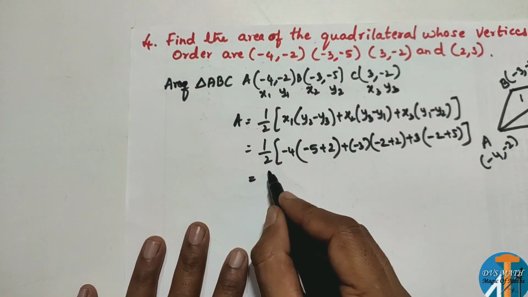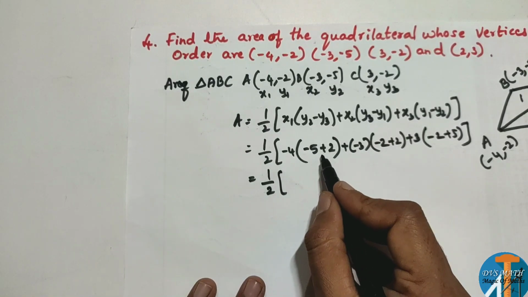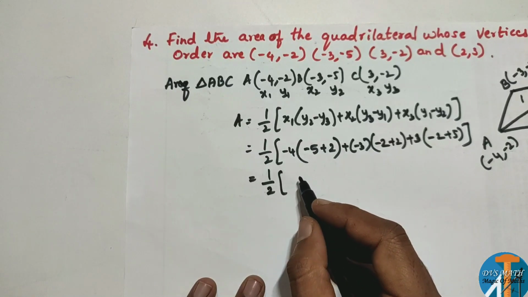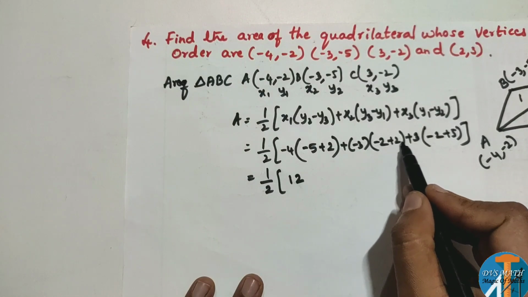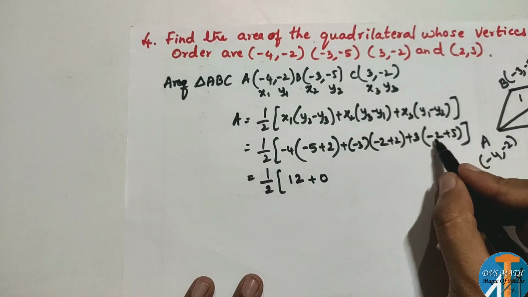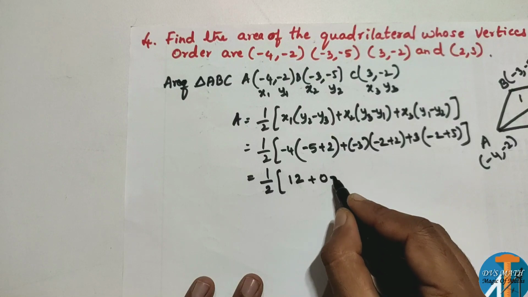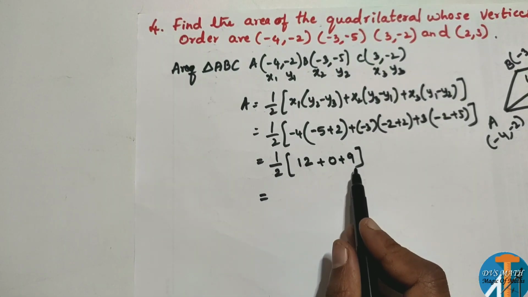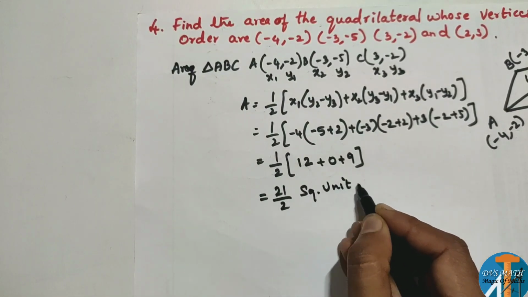So now let us simplify this. Half, observe here, minus 5 plus 2 is minus 3, minus 3 into minus 4, minus into minus is plus, 4 3s are 12. Minus 2 plus 2 is 0, 0 into anything is 0 only. Again, minus 2 plus 5 is 3, 3 3s are 9. If we add 12 plus 9, you will get 21 by 2 square units. Okay, let it be.